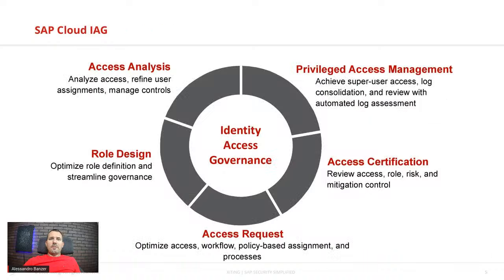IAG itself comes with 5 services. We have 5 different services that the IAG offers. And these are just IAG. We're not talking IAS, IPS. We're really just talking IAG, the Identity Access Governance Solution. IAG offers 5 services. We see them here on a high level. We have access analysis, role design, access request, access certification, and then also privileged access management. I have one slide for each service to show you what the services are about and give you a little bit more detail.